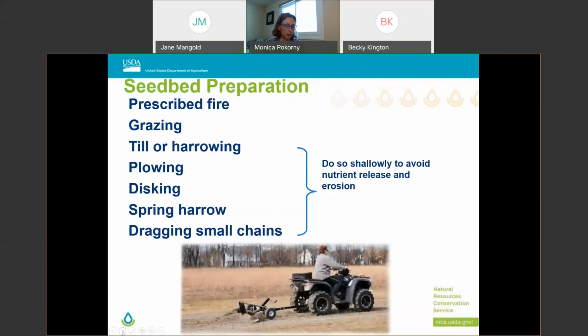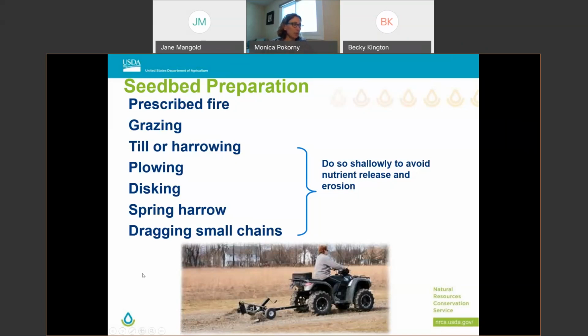So preparing the site, you can use a lot of different methods. You might prescribe burn it or graze it, and that is mostly to remove some of the vegetation that's already on the site. So you don't want a lot of above ground biomass or litter on the site. You want a way for that seed to get in contact with the soil. And on some sites, you might use a light tilling or harrowing or disking or dragging chains behind your equipment.